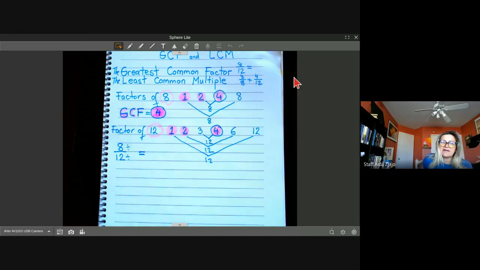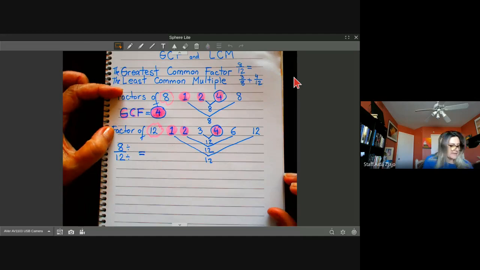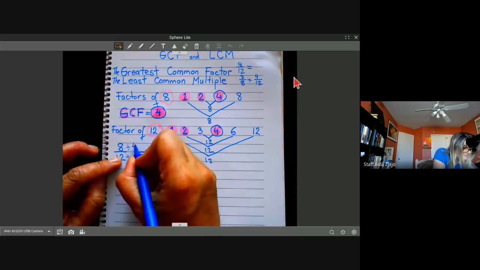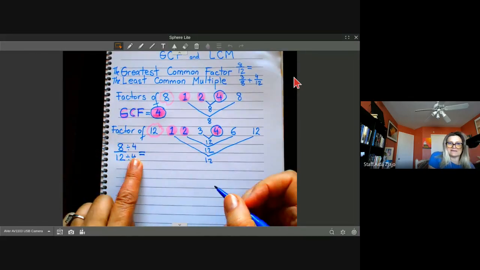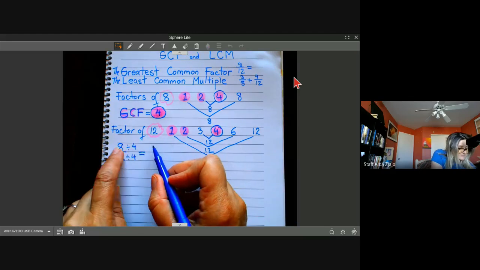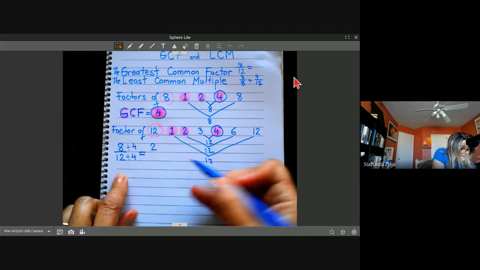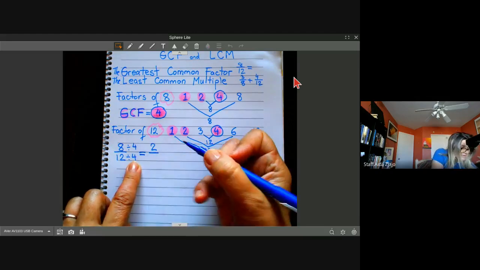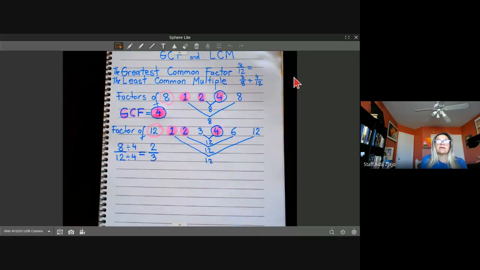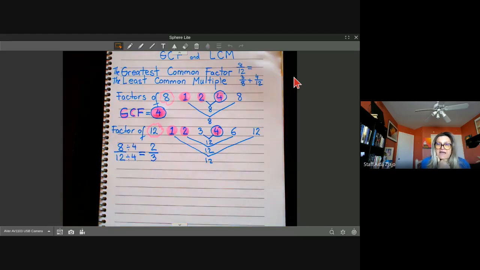4, the greatest common factor. Yes. So we can find the greatest common factor, and it helps us simplify fractions. I can divide both by 4 because I know that is their greatest common factor. 8 divided by 4 equals 2, and 12 divided by 4 equals 3 because 3 times 4 equals 12. So the greatest common factor helped us simplify this fraction.